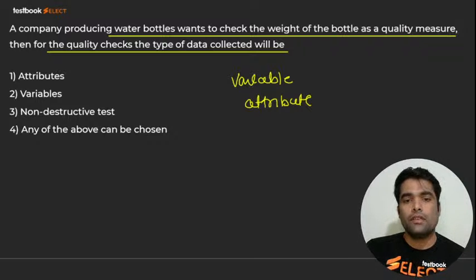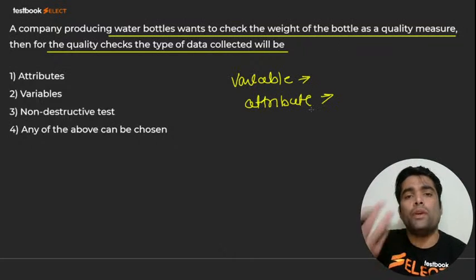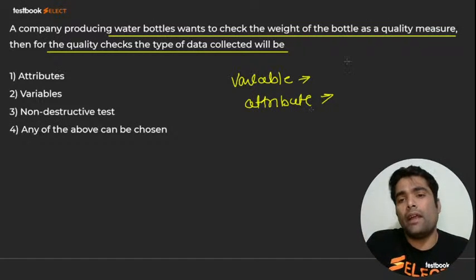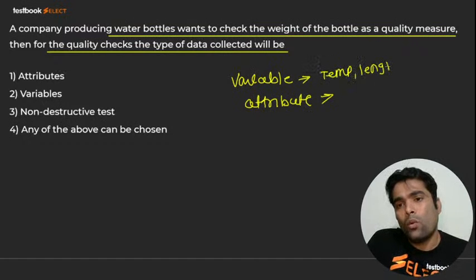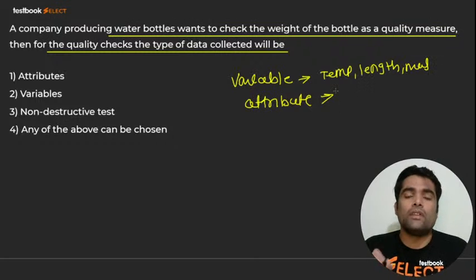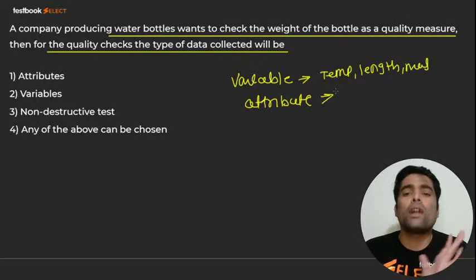Okay, I'll explain. See, the variable वो चीज होती है which we can measure. We want to measure. That means we are not going to count, we are not able to count. So it will include temperature, length, mass, that is weight, etc. And attributes are what we can count, like the number of defective items, or the number of coins, whatever it may be.